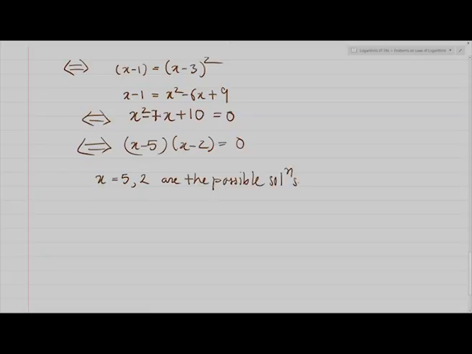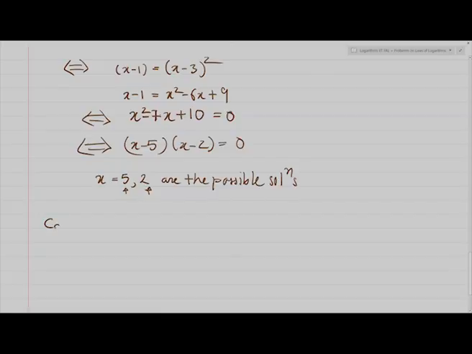Possible solutions. Okay. Now what we need to do is, because we are solving an equation which involves logarithms, we have to check if we substitute the values whether they yield positive arguments or not. So that is what we will do.